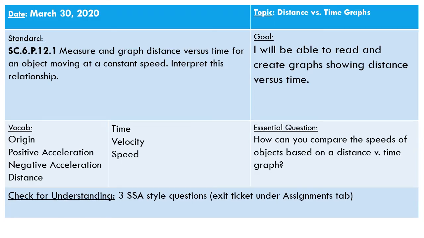All right, so what's our date today? March 30th, 2020. Our topic, distance versus time graphs. The standard, we are working with the 6th grade standard. Measure and graph. Those are our two action verbs we're trying to do. Distance versus time for an object moving at a constant speed. Interpret this relationship.